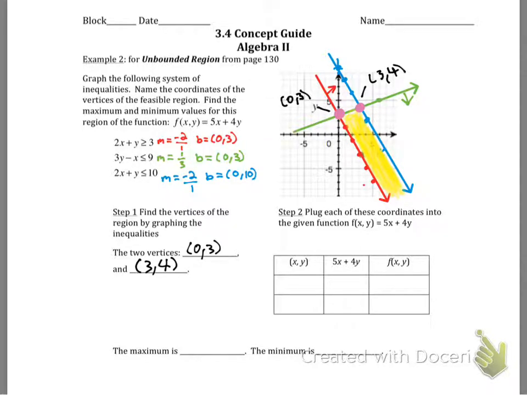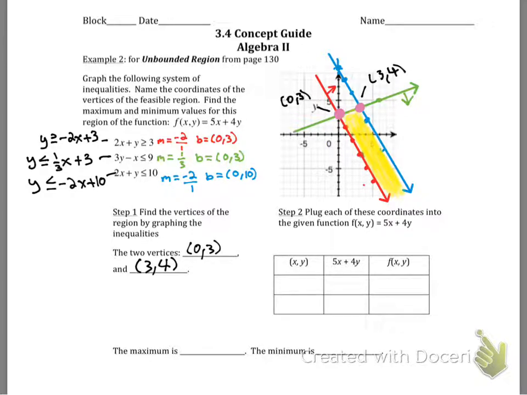Also, I'm going to add in these lines. If you'd put these lines in slope-intercept form, you'd have y is greater than or equal to negative 2x plus 3. Here you'd have y is less than or equal to 1/3 x plus 3. And the third line, you'd have y is less than or equal to negative 2x plus 10. All right.